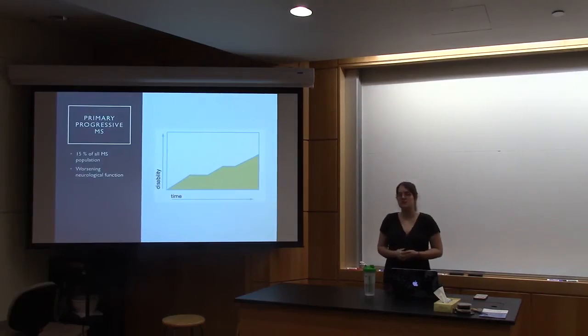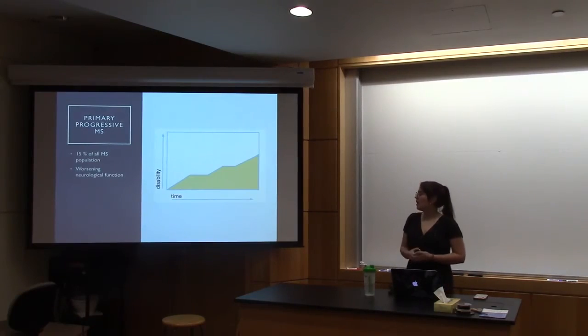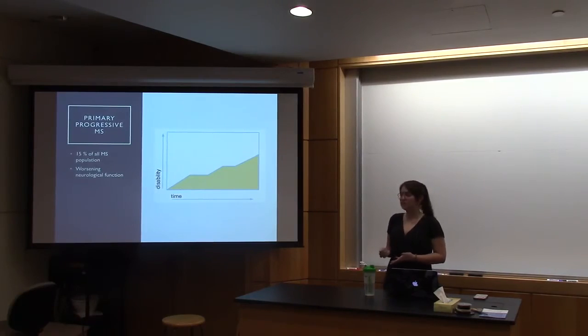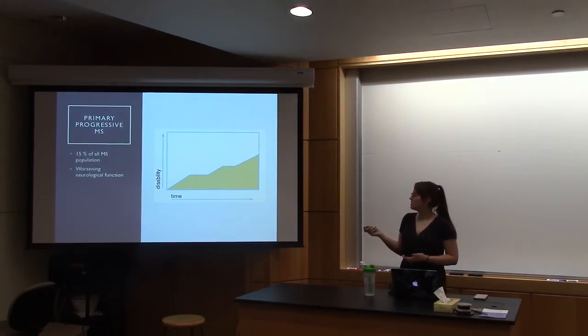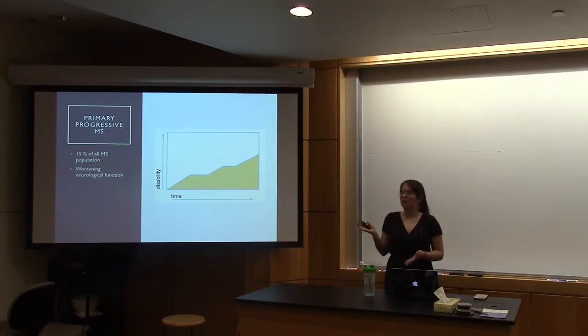Second, we have primary progressive MS. This affects 50% of all the MS population, and is characterized by worsening neurological function. So here in this graph, we can see how disability increases over a certain period of time. Throughout time, these patients will just keep getting worse. They are usually people who get MS over the age of 40, or around 35.